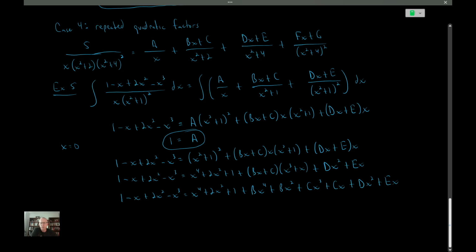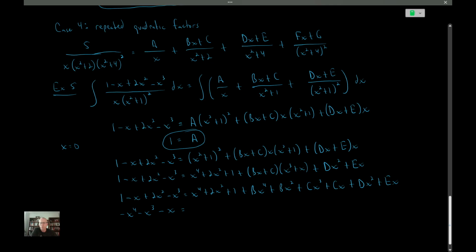Now we'll bring these constant terms over, so we get negative x to the fourth minus x cubed. 2x squared cancels. We got the minus x, and then the ones cancel. So that's all we got over on this side. Now let's group the rest of our terms by whatever power of x it is.